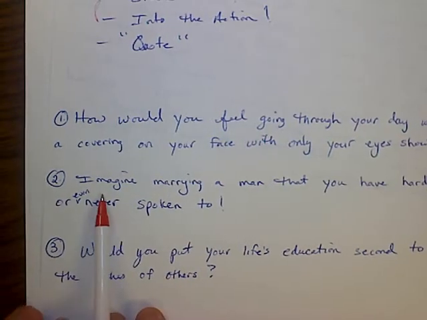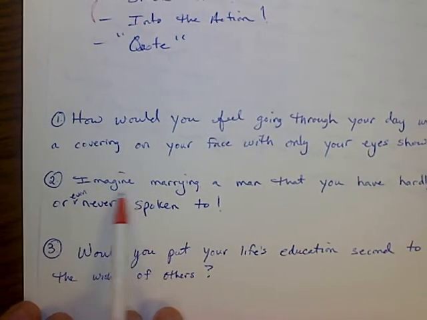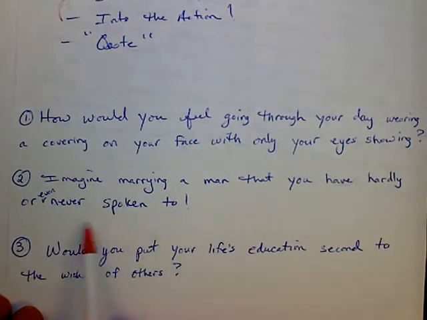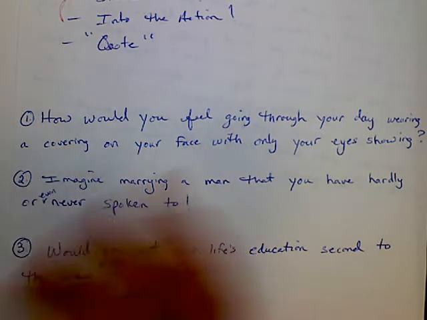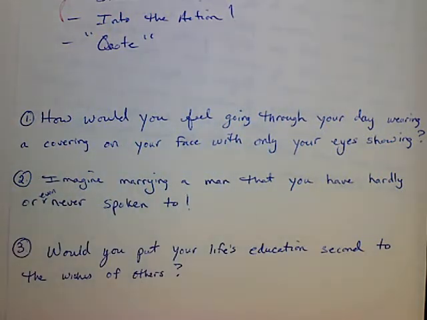The second one I kind of combined. I went with an imagine. Okay, imagine marrying a man that you've hardly or even never spoken to. So this connects again to that Afghanistan, that Middle Eastern kind of tradition or custom out there. That can be kind of shocking to Western teenagers, especially, or anyone really. But it's still somewhat of a practice. You might even say common practice for arranged marriages in some cultures.